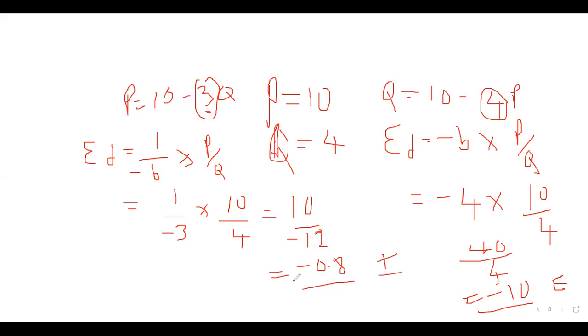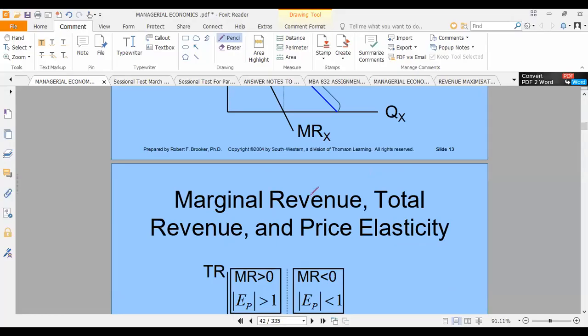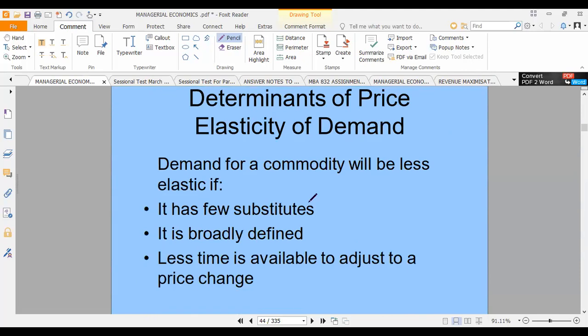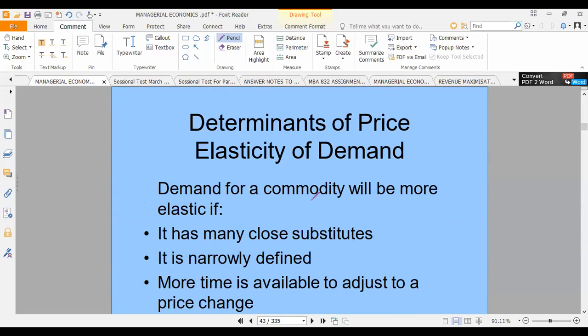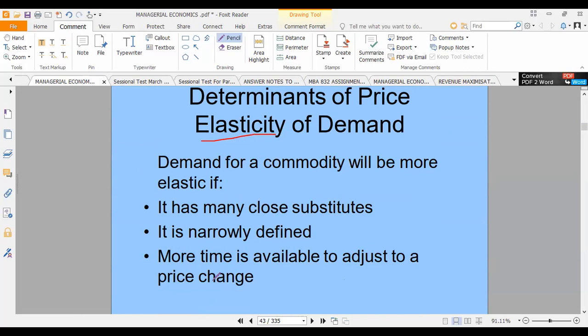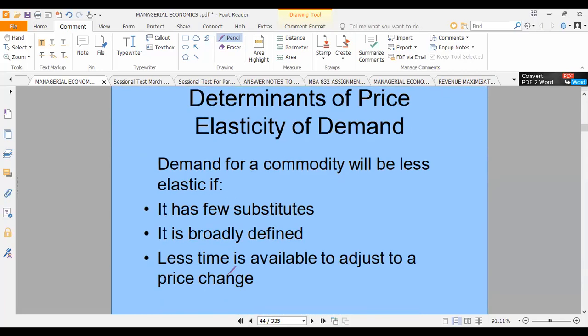So this is how we find elasticity even without using calculus. What determines elasticity? How many close substitutes you have. The more close substitutes you have, the more people will navigate to another good. The other factor that affects elasticity is how narrowly the good is defined, and how available it is to adjust to price changes. This is what affects elasticity.